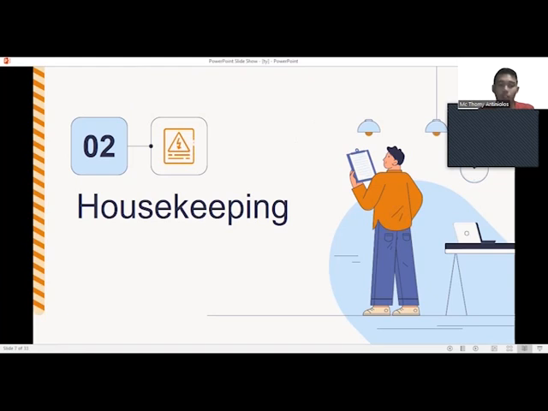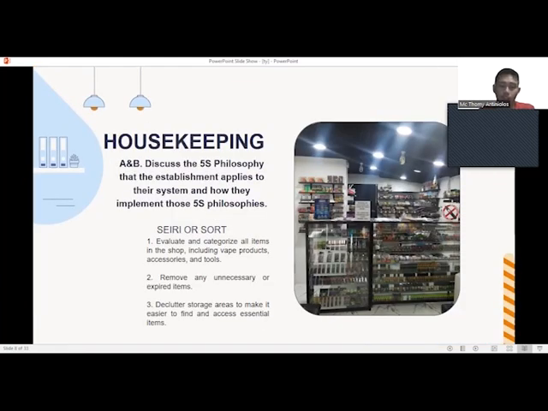Topic number 2, housekeeping. A and B. Discuss the 5S philosophy that the establishment applies to their system and how they implement those 5S philosophies. After our observation, we noticed that they apply Seiri or sort because they evaluate and categorize all items in the shop, including vape products, accessories, and tools. Remove any unnecessary or expired items, and they declutter storage areas to make it easier to find and access essential items.